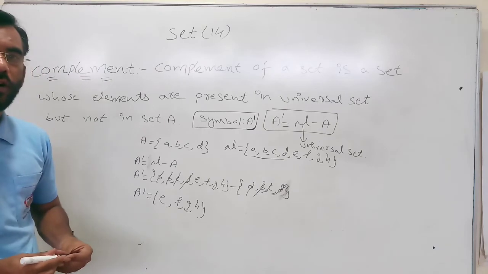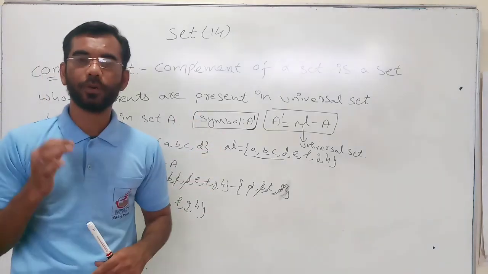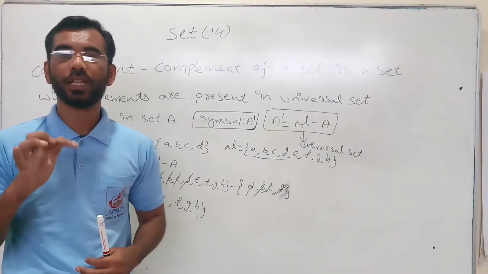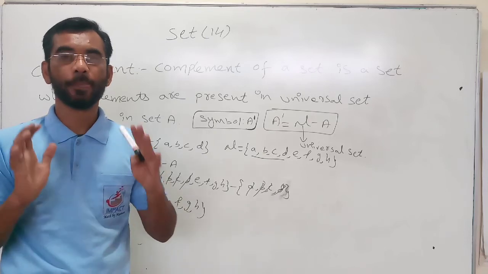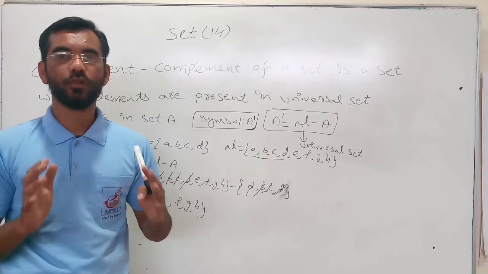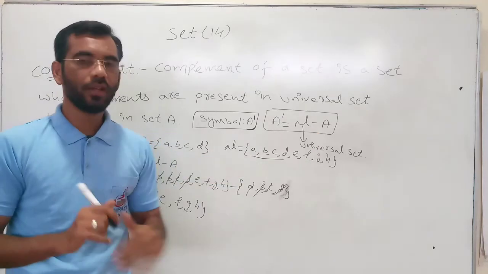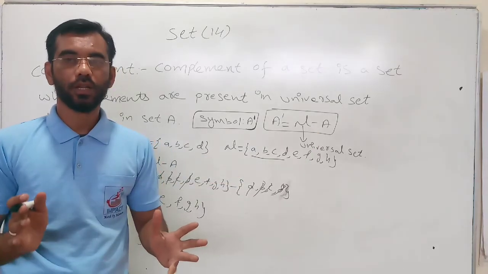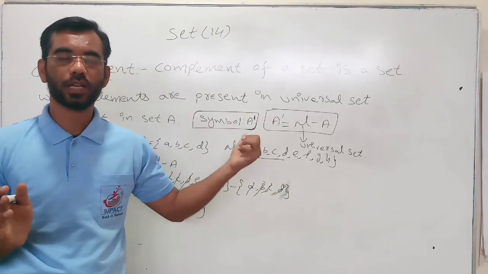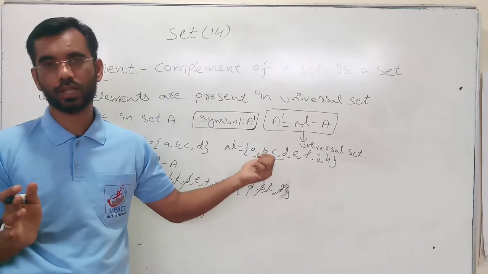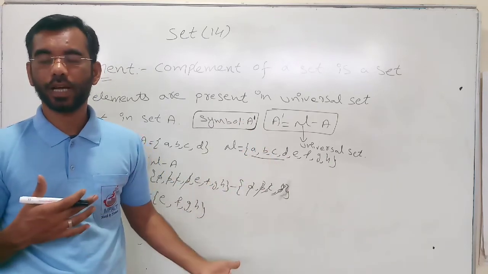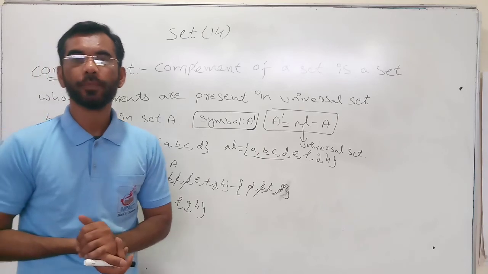How can we find out A complement? A complement is equal to mu minus A. What is mu? Mu is a universal set, and A is a first set. That means the set which is not universal is taken as the first set. So I have named it A, you can name it anything.